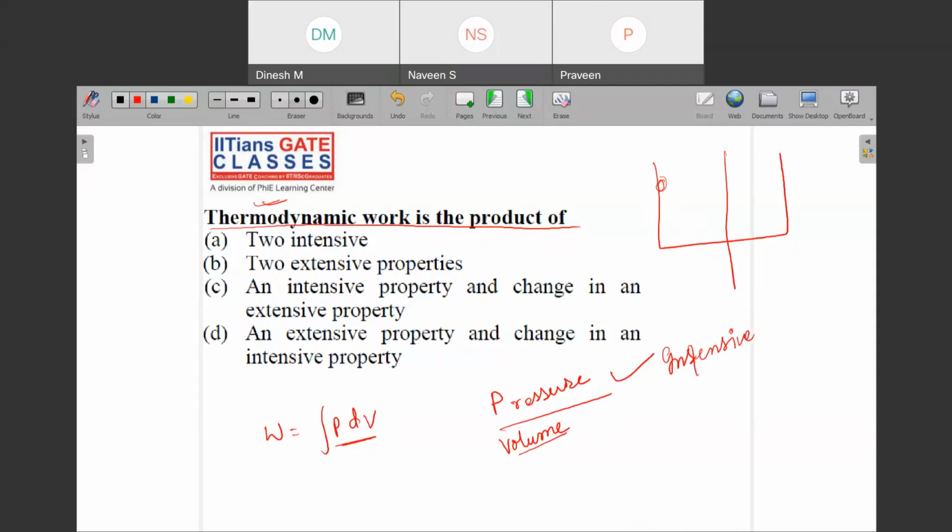Okay, so this is one. And what about volume? Volume is obviously an extensive property. And what is the relationship? Pressure is an intensive property and a change in volume is a change in an extensive property, right? So this becomes the option: pressure is an intensive property and dV is a change in an extensive property.